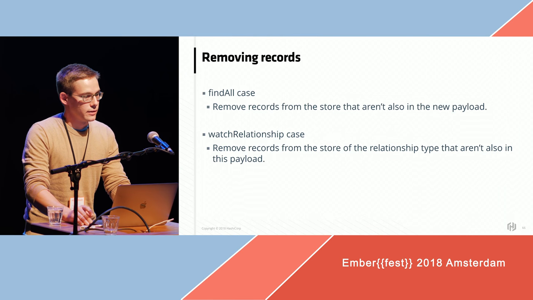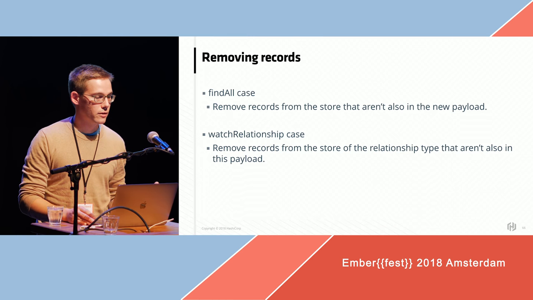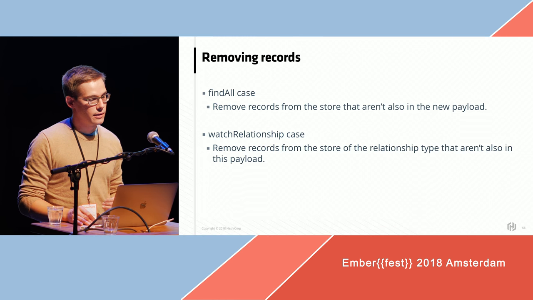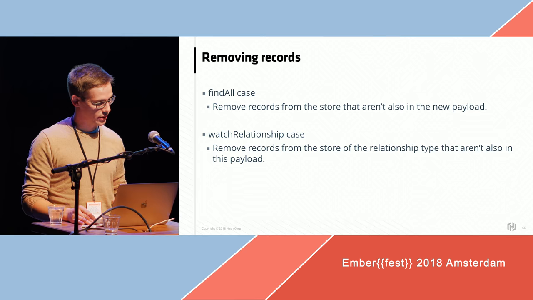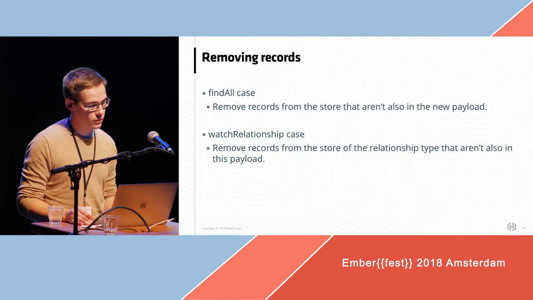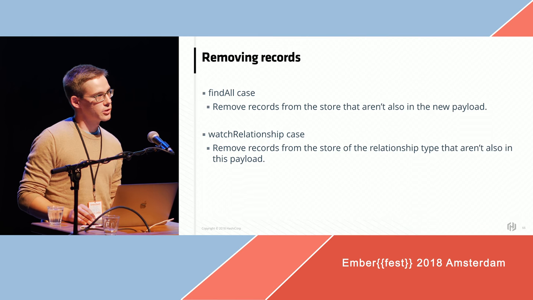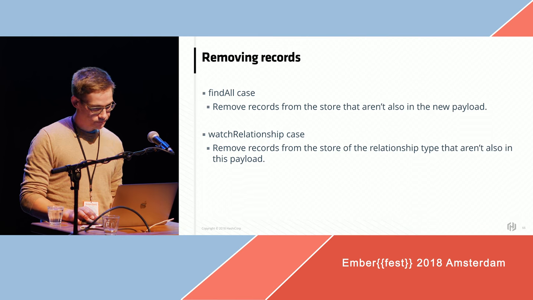Now we have to remove records. There's a find all case, and there's also this watch relationship case. In the find all case, we want to remove records from the store that aren't also in our new payload. Pretty straightforward. In the watch relationship case, we want to remove records from the store of the relationship type that aren't also in this payload, which is a little trickier, so I made some diagrams.